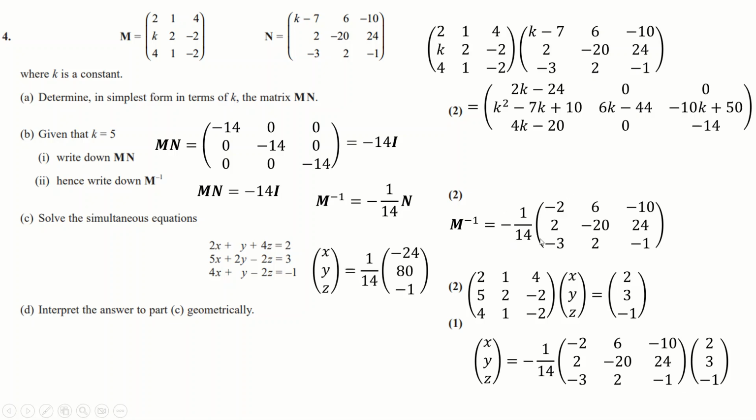The other way you can check this is you can put M times this in a calculator and make sure you get the identity where k is 5, of course, just to double check that. But yeah, you can do lots of this with one. Interpret this: it is where the 3 planes meet. Obviously, it always is. That's always the answer.